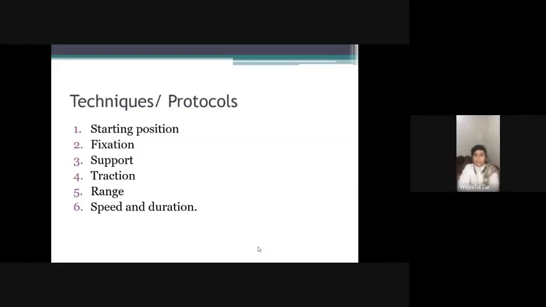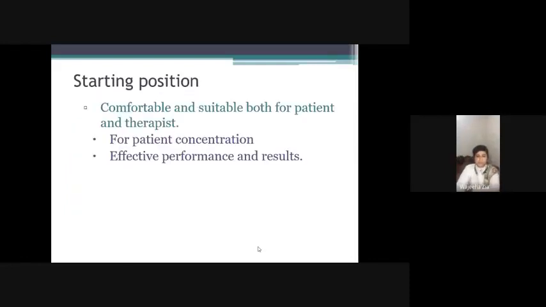Starting position must be comfortable for the patient and the therapist both. It says the proximal joint or the insertion origin of the muscle. The body part of the patient must be fully supported in a comfortable grip by the therapist. Traction, after every traction, there will be a strong contraction. The range must be completed in all activities. Speed and duration must be dictated as per the requirement and the pathology of the patient.